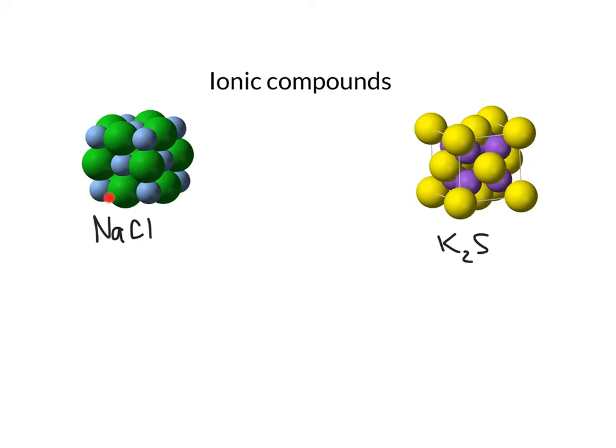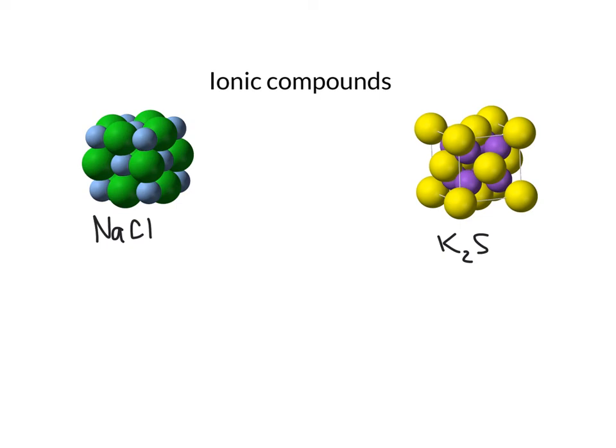So if I take a whole mole of this, I'll have a mole of sodium and a mole of chlorine. If I take a mole of potassium sulfide, I'll have 2 moles of potassium and 1 mole of sulfide. Thus, calculating the molar mass for an ionic compound is no different than calculating the molar mass for a covalent compound. I simply add up the masses of each of the atoms in my formula for the compound.